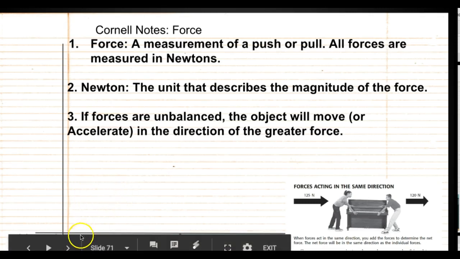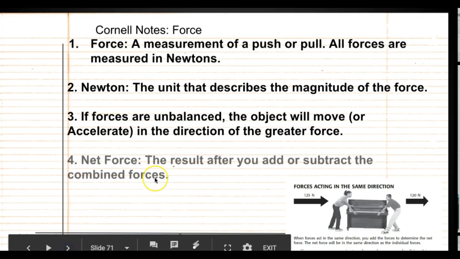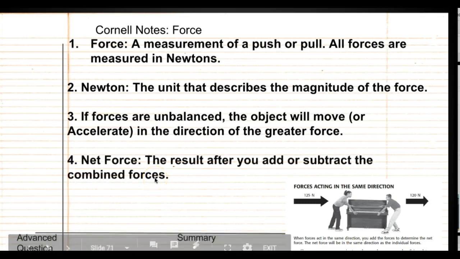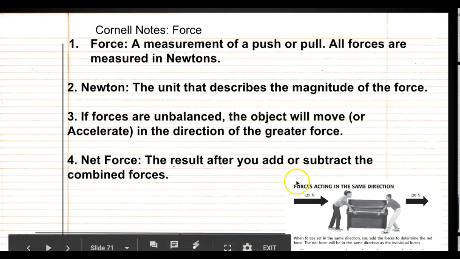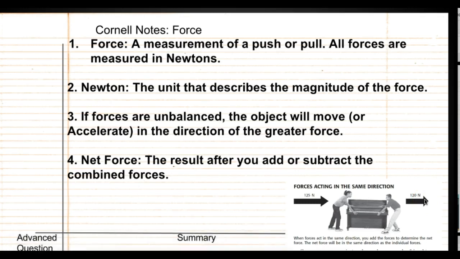Alright, the last idea for today. The net force. The net force is what you get after you add or you subtract the combined forces. So when you add 125 plus 120, the net would be 245. So the net is whatever you get from adding all the forces, or subtracting the forces if they're in opposite directions. Go ahead and come up with your question for 4, and then think of a summary of what we talked about in this video, and then your advanced question.